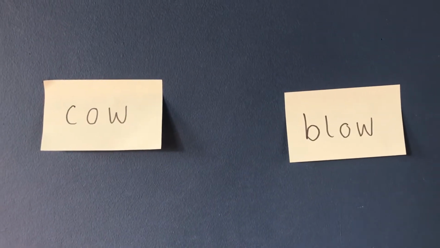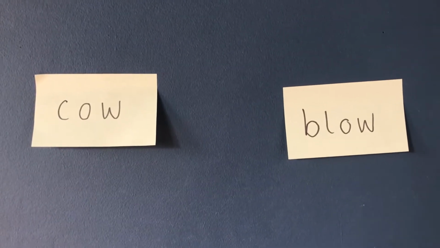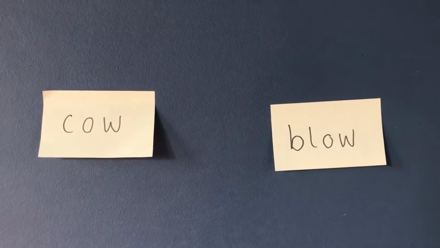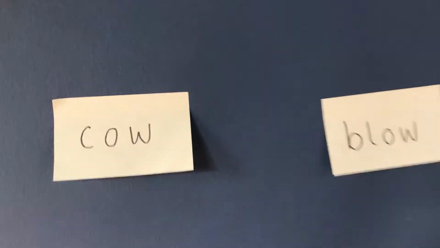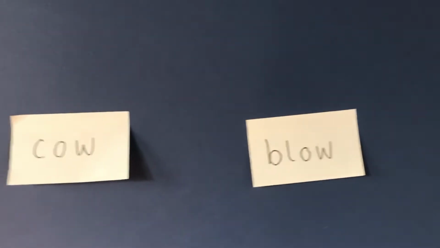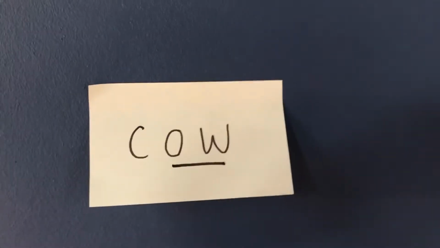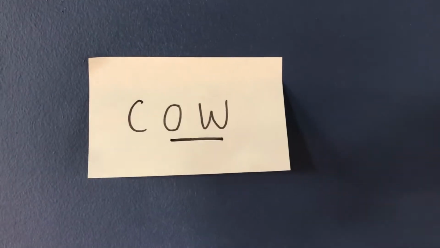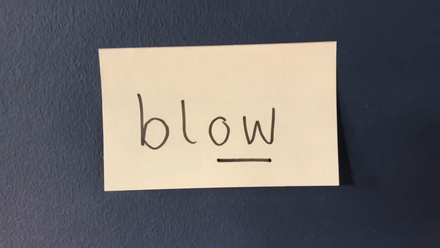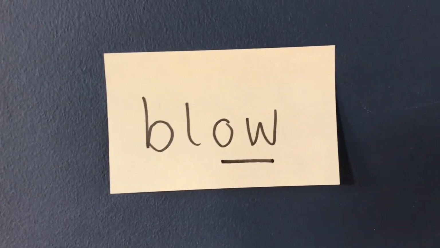Right then, ladybirds, second part of today's recap. We're thinking about the two ways you can read this digraph here. So we've got that digraph and that digraph. If I sound this word out, I've got k, ow, cow. But if I sound this one out, I go b, ow, blow.